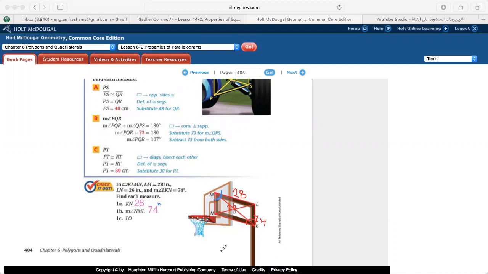Okay, LO. Who will give me LO? Tala. LN, all of LN is 26. The whole diagonal is 26. So Mice said that LO is 13. Yes, excellent, Mice. Why? Because LN is the whole diagonal, but I want only LO. I want only half of it. So half of 26 is 13.